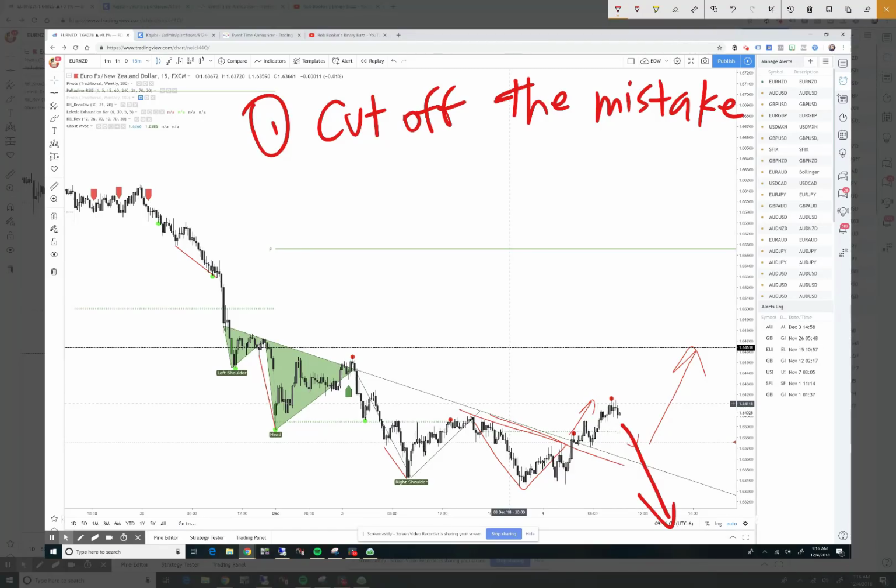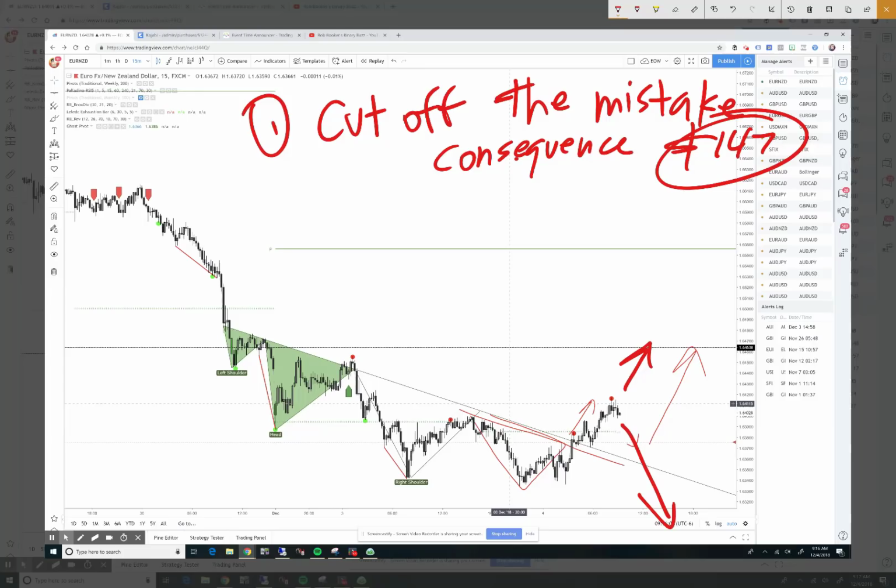And when I do that, I have a consequence. Price may move up, and I may now miss the chance to get out of that trade, and all I'm left with is a $147 loss. But that's the consequence because I made a mistake in the first place. It's not somebody else's fault. And I can get the money back. So no matter what happens next, I made the right call.